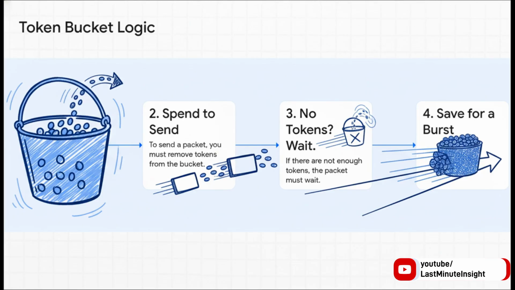Now, here's the really genius part. If the network is quiet and you're not sending anything, those tokens just build up. You save them. Then you can spend all those saved up tokens at once to send a huge burst of data, giving you this awesome speed boost right when you need it.